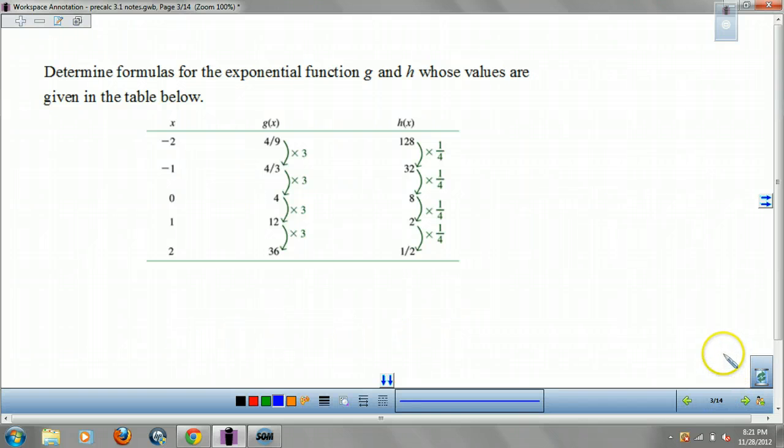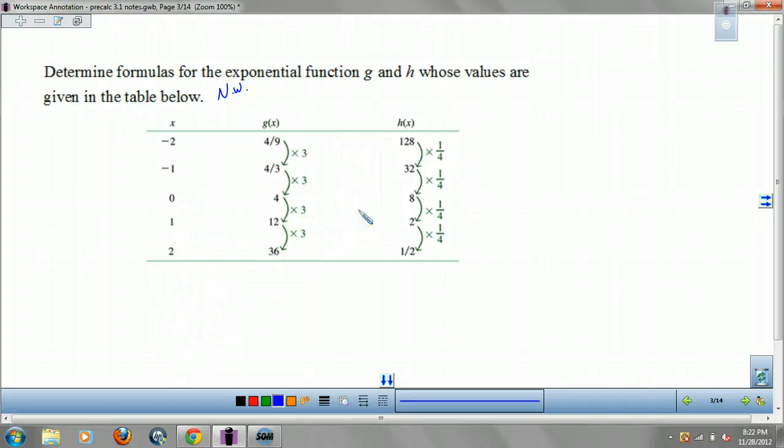Determine the exponential function of g and h whose values are given in the table below. So we have a table. Noteworthy, guys, sorry. It's going to take you all to write this. You guys can do it though, you're quick. Hit pause, write it, come back and watch me do the example, because if you're writing while I'm talking, it's kind of counterproductive.